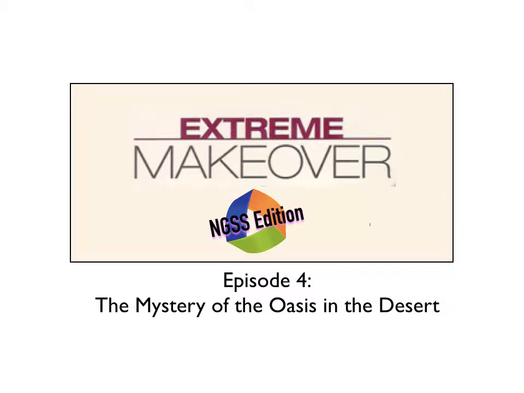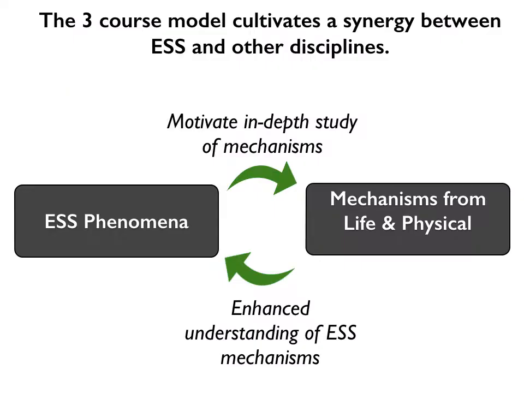Welcome to Extreme Makeover NGSS edition, and this is the mystery of the Oasis in the desert. This particular activity is really targeting the high school 3-course model, which is trying to explore a synergy between Earth and space science phenomena and mechanisms from life and physical science, where we're really using these Earth and space science phenomena to motivate in-depth study of mechanisms from the life and physical science. And in turn, we're hoping to really use those understandings to help our understanding of Earth science mechanisms in return.